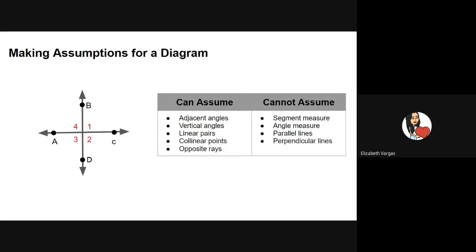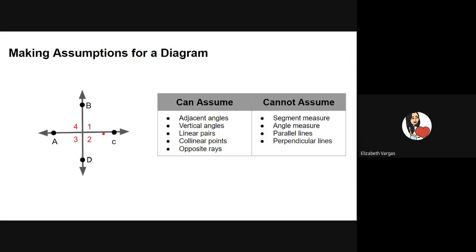We can assume that points are collinear, so they are on the same line. That's something we've already looked at, and we can assume that A and C are collinear because they are on that same line AC. And we can assume that things are opposite rays, which we've looked at before. This would be an opposite ray, and this would be an opposite ray because they are pointing in different directions.